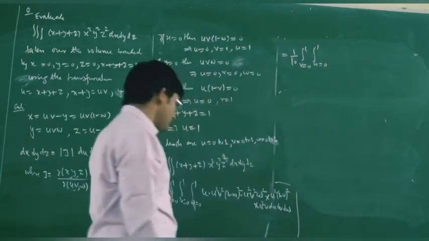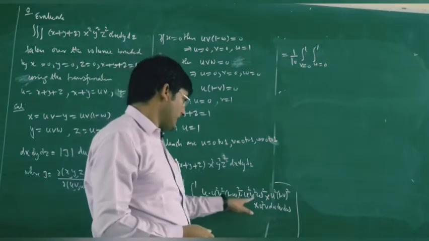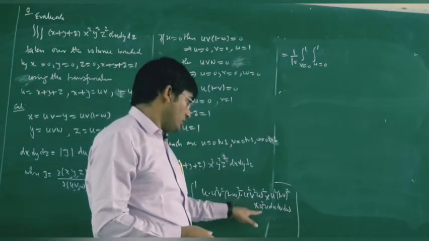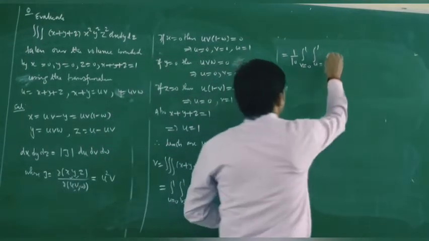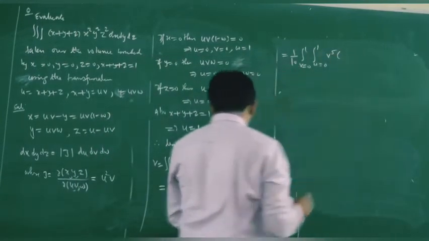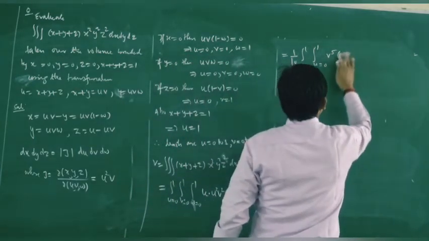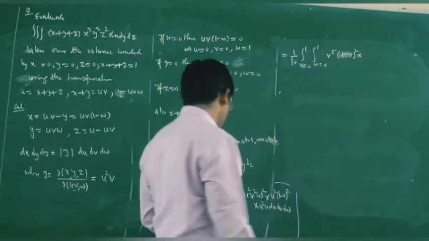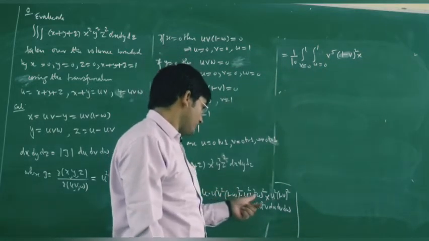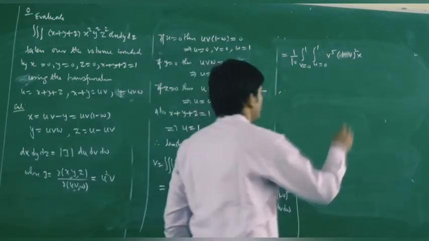Now let us get the terms of v and w. So here we have v square, again v square, so v power 4, then we have v power 1, so this is v power 5 into 1 minus v whole square. Then let us get the power of w. Here we have w square into 1 minus w whole square.